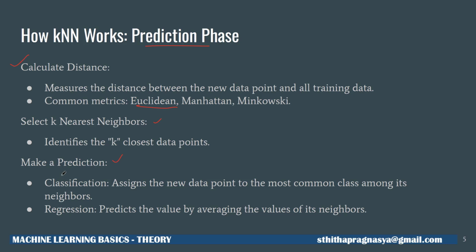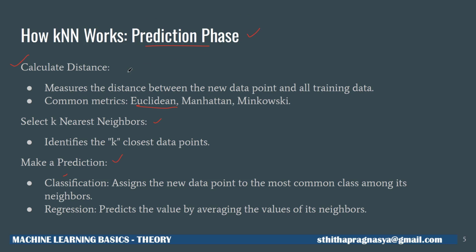How does it do it? For classification, the algorithm assigns the new data point to the class most common among its k nearest neighbors. And in regression, the algorithm predicts the value for the new data point by averaging the values of its k nearest neighbors. So this is theoretically what it does. We are going to look at an example next, but that's how it is.